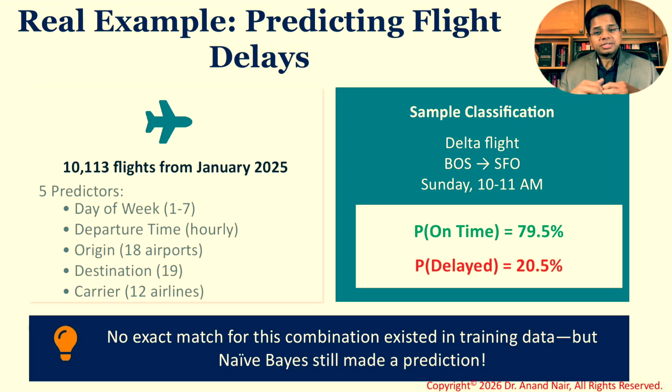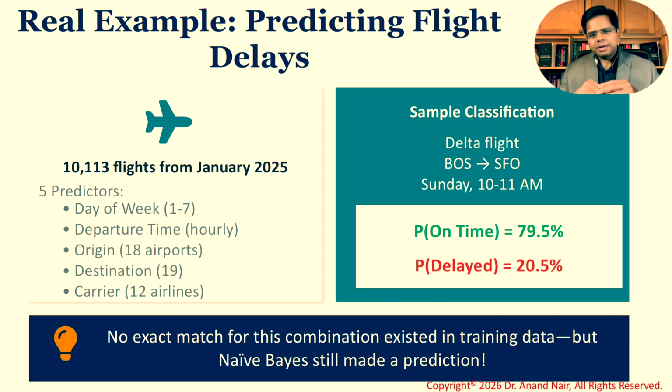Now, here's the challenge. If you want to classify a specific flight, say a Delta flight from Boston to San Francisco, departing between 10 and 11 a.m. on a Sunday, you might not find any flights in your training data with that exact combination. 5 predictors with multiple categories each. The combinations explode. With exact Bayes, you'd be stuck. But with Naïve Bayes, we just break it down.